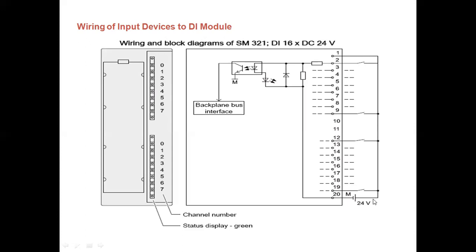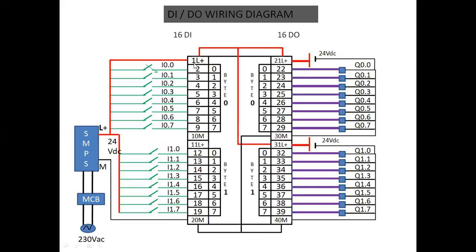Or 24 volt DC positive end. So when you operate the switch, supply is already entering into the module through this terminal, or pin. So you can see the overview of this module. We're having these pins 1 to 20.